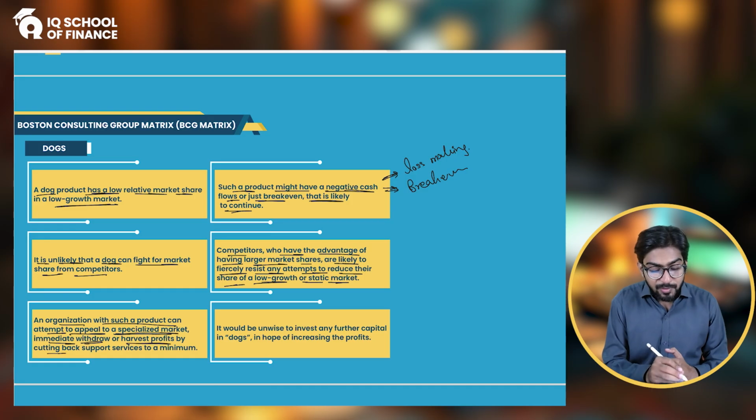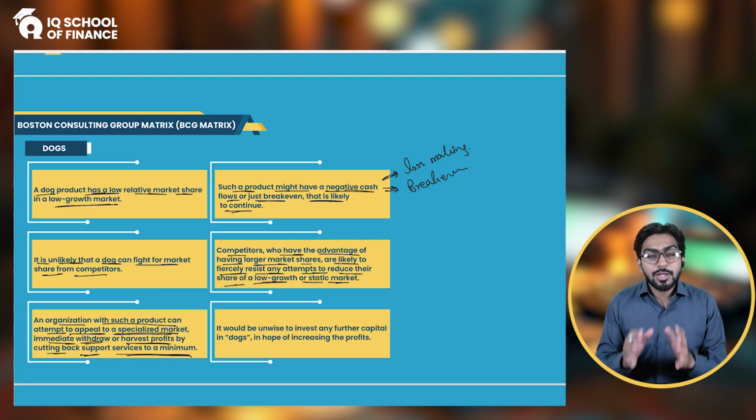An organization with such a product can attempt to appeal to a specialized market, withdraw immediately, or harvest profit by cutting back support services to a minimum. The good strategy to deal with such a product is this: if your product is classified into the dog category and it is loss making, exit from the market and discontinue the product, because it's loss making and you do not see any future in this product.